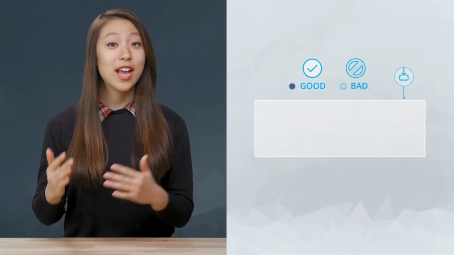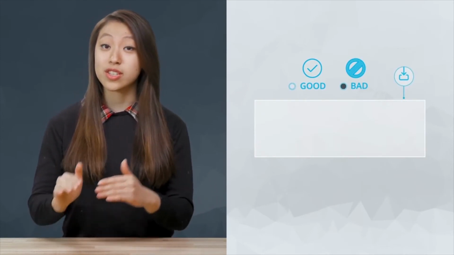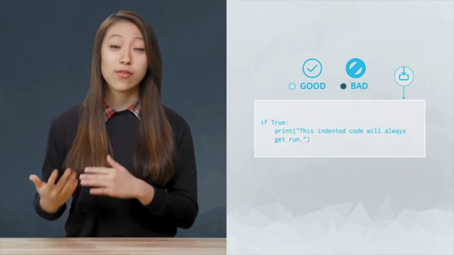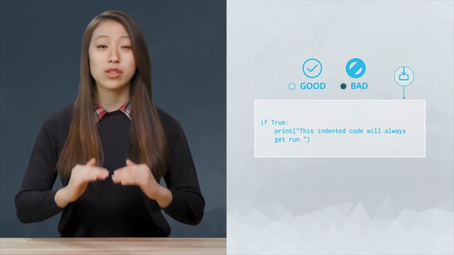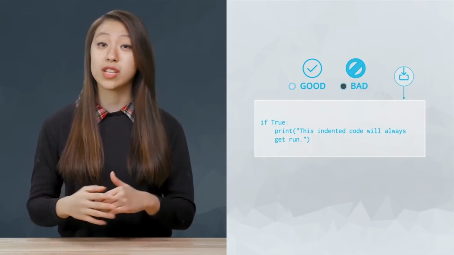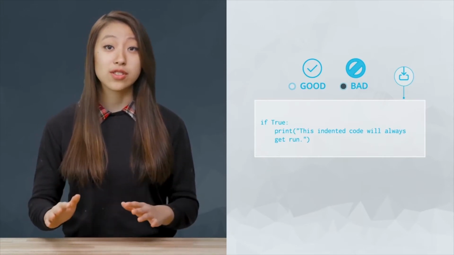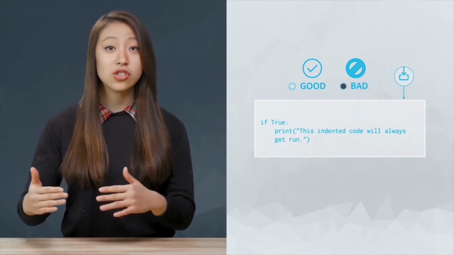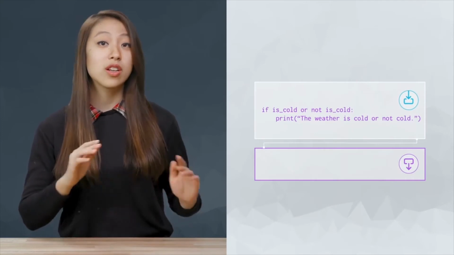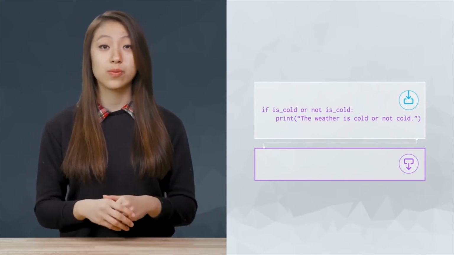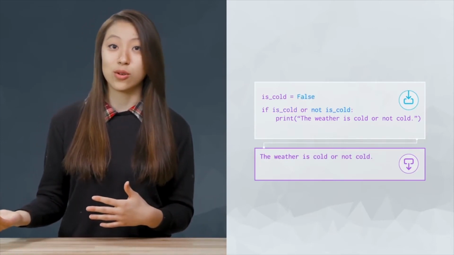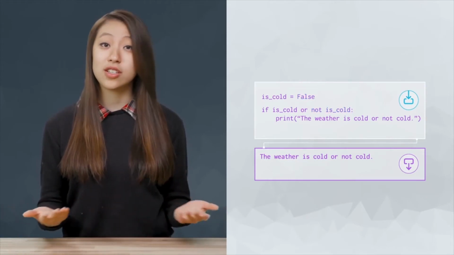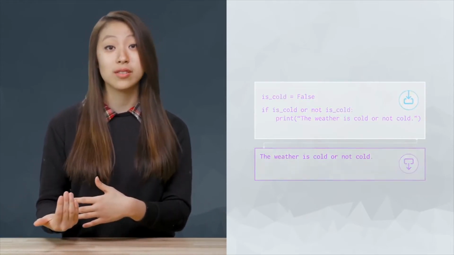We'll go over some good and bad examples of Boolean expressions used in if statements. While true is a valid Boolean expression, it's not exactly useful as a condition, as it always evaluates to true. So the indented code will always get run. Similarly, if false is not a condition you should run either. The condition in the if statement would never occur. In this example, is cold or not is cold will always evaluate to true. If it is cold, then is cold will be true. If it is not cold, then not is cold will be true. This has no use as a condition because the indented code will always get run.